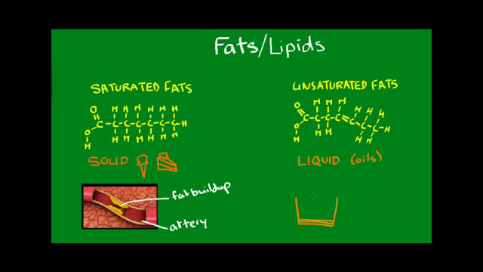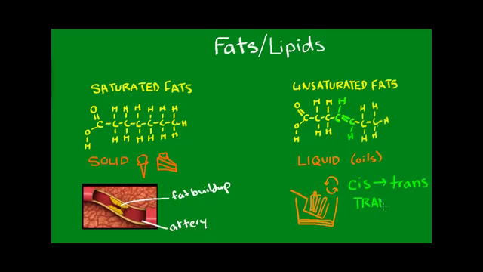However, if they're constantly reused, such as the oil in French fry machines, the double bonds in the carbon chain flip from cis to trans. The result is trans fat, a type of fat that causes cancer and can be found in margarine, among others. Trans fat is also called partially hydrogenated vegetable oil. So if you see this in the ingredients, it contains trans fat.